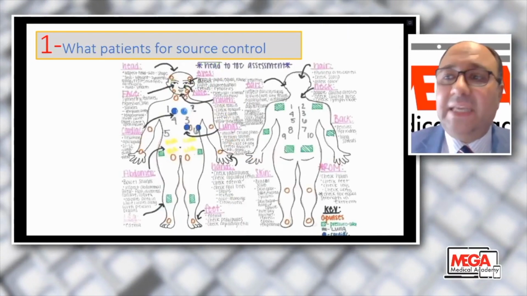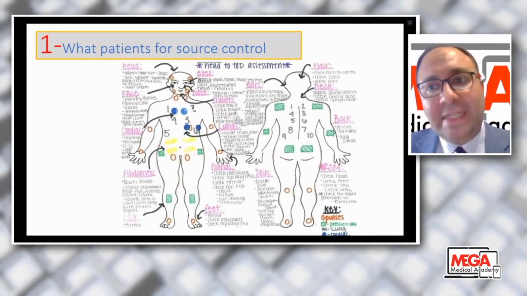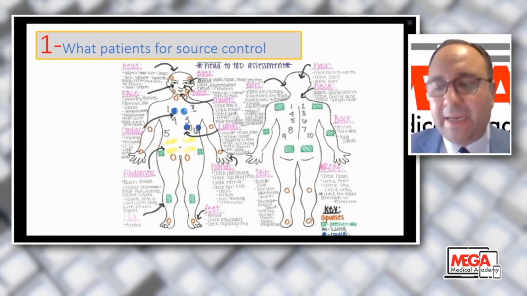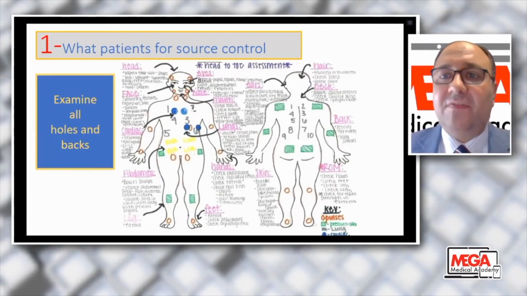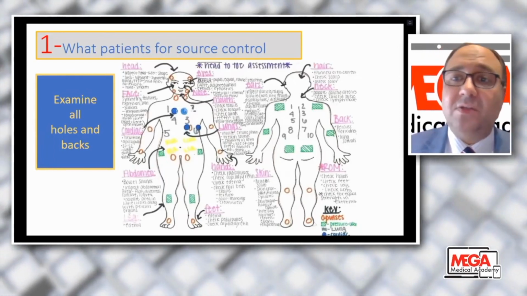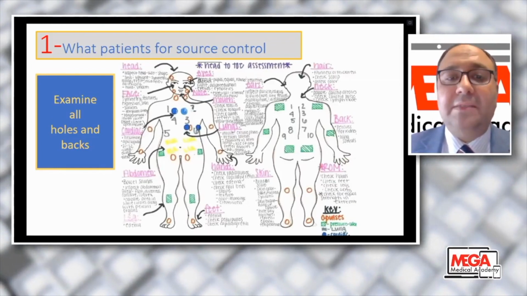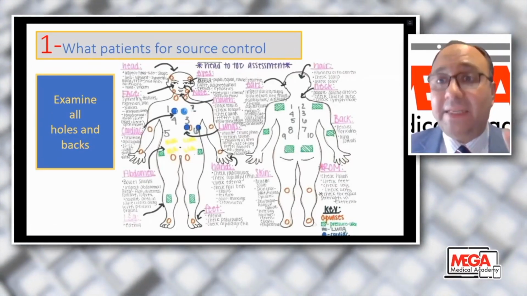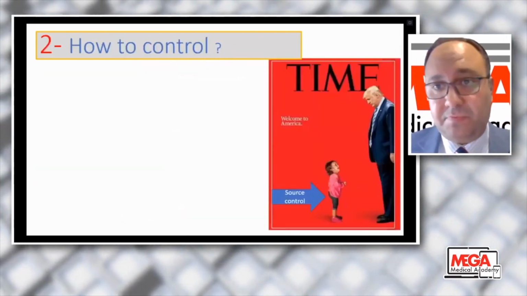This mandates a head-to-toe assessment of our patient, from head to toe, from back to back, examining all holes: the oral cavity, the nasal cavity, the external auditory meatus, the anal orifice, and the perineum. It should be a formal assessment of the patient to answer the question, where is the source?